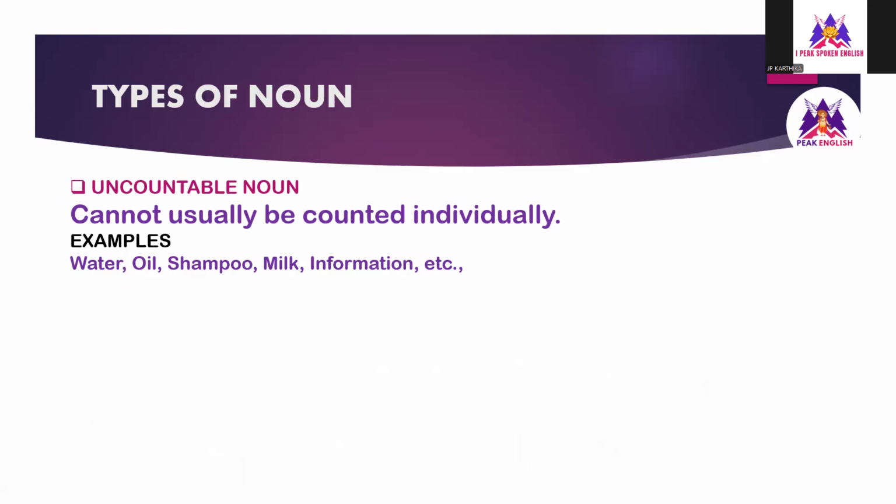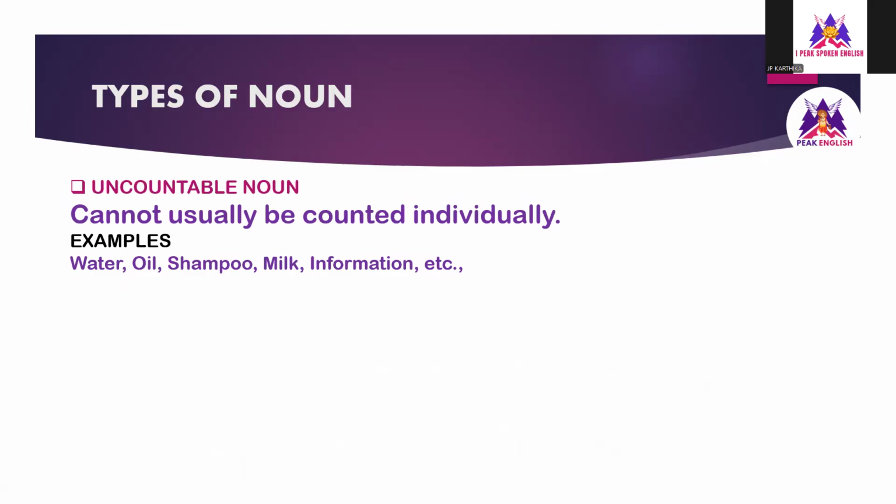Oil, same way. All liquid items are uncountable nouns. Shampoo, yes, uncountable. You can say a bottle of shampoo, a sachet of shampoo, 5 sachets, 6 sachets, 2 bottles, 3 bottles. But individually, the liquid item cannot be counted. One, two, three, you cannot say.